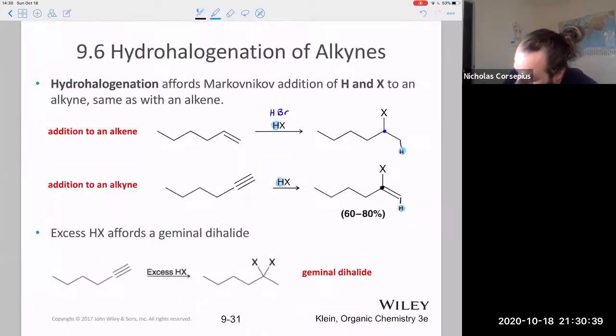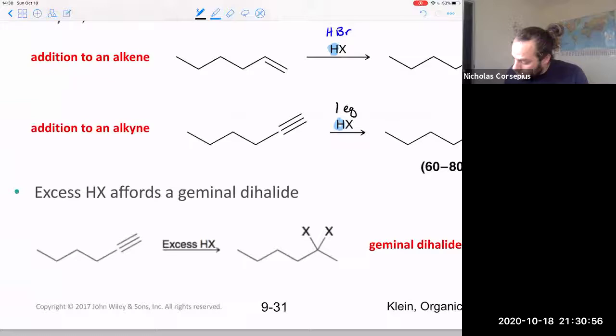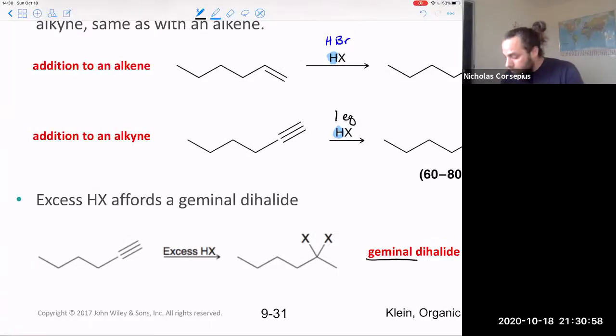Okay, so this is what happens when we have one equivalent of our hydrohalogen, so for example, hydrobromic acid or hydrochloric acid. But now what if we have an excess of hydrochloric acid or hydrobromic acid? Notice that we then form the geminal dihalide, meaning that both halogens are going to go onto the more highly substituted carbon.